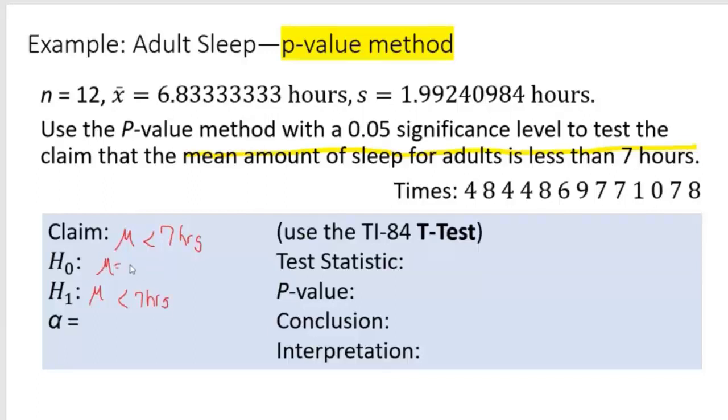And then our H sub 0 will be that it equals 7 hours. So you have no option on that. It has to be an equals. And one of these has to include the claim. Now, alpha is this 0.05.